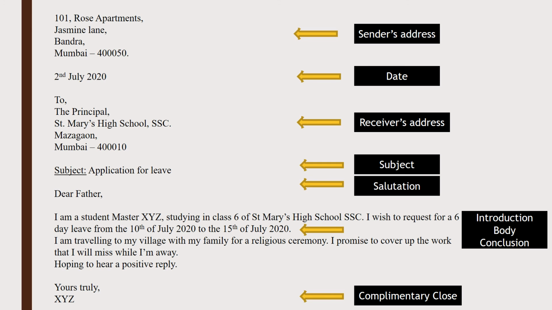Dear father, salutation. I am Master XYZ, studying in class 6 of St. Mary's High School, SSC. I wish to request for a 6-day leave from the 10th of July 2020 to the 15th of July 2020. Next paragraph. Now here there are no indentations for paragraphs, like you are not leaving a 2-finger space. It is all starting from the margin. So you just have to start on a new line and continue with your second paragraph.